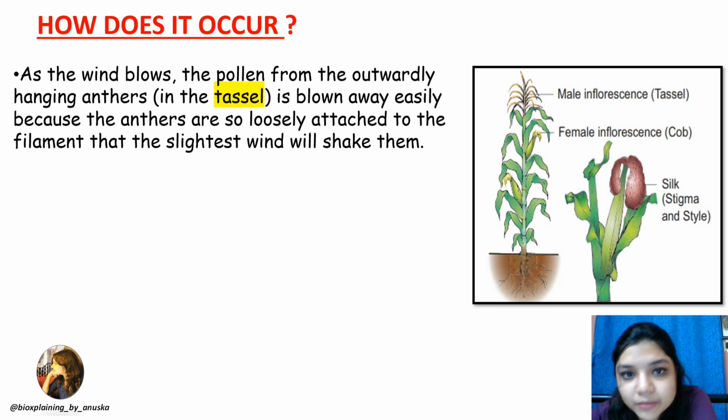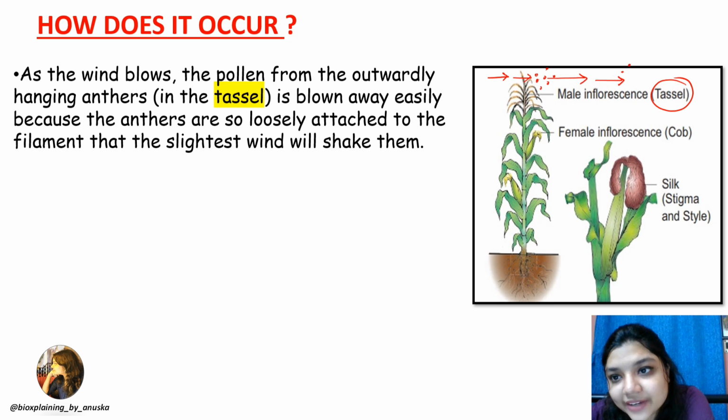So in this diagram, what is shown here? See this tassel. This tassel refers to the male inflorescence, that means which contains the anthers. So they will release the pollen grains, and as the wind blows in this direction, the wind is going to carry away these pollen grains along with it.